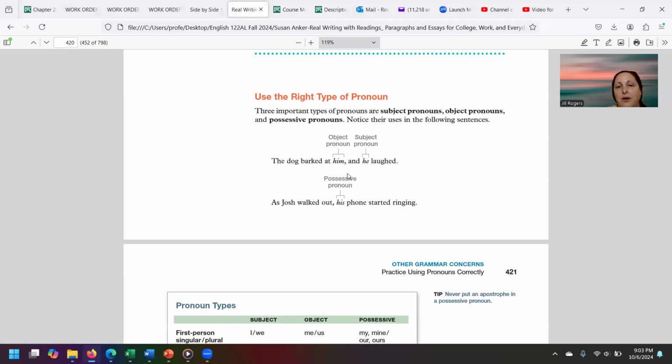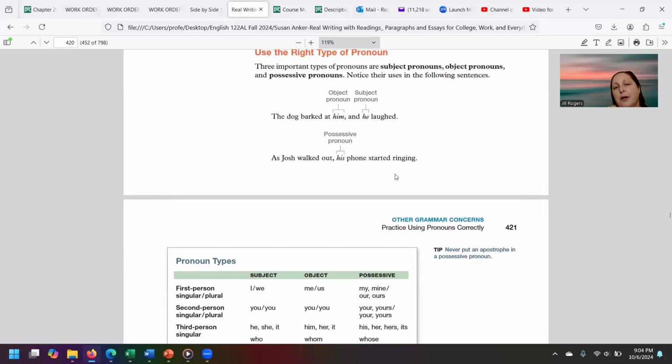Okay. Now we also have another example, a possessive pronoun. The possessive pronoun is showing who owns this thing. As Josh walked out, his phone started ringing. Whose phone is it? It's Josh's phone. He possesses this phone. Now, to be honest, usually people don't have trouble with his or her. The only problem people usually have is something we already talked about, which is instead of saying his or her, you use their. So that's typically the problem there.